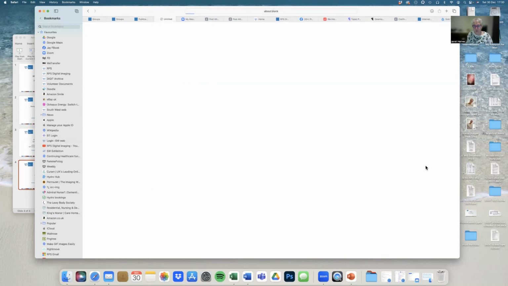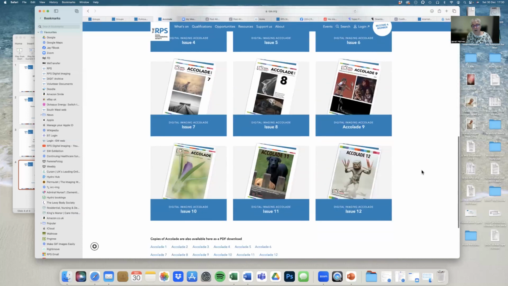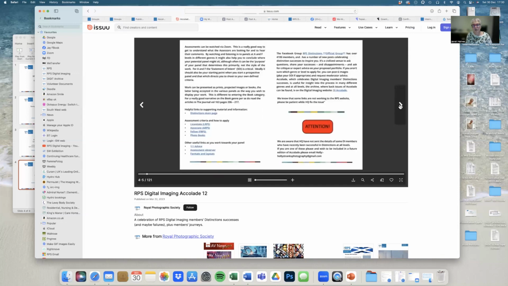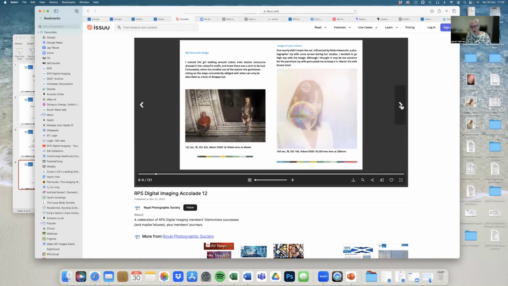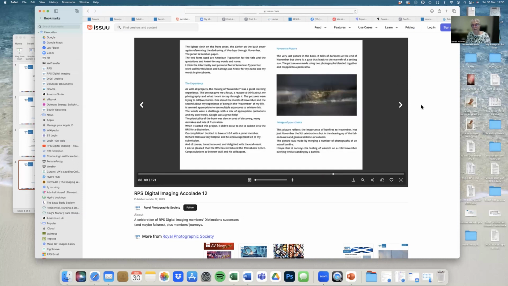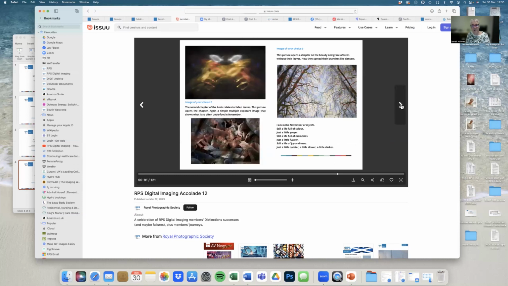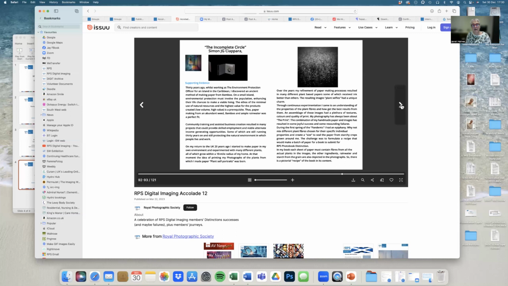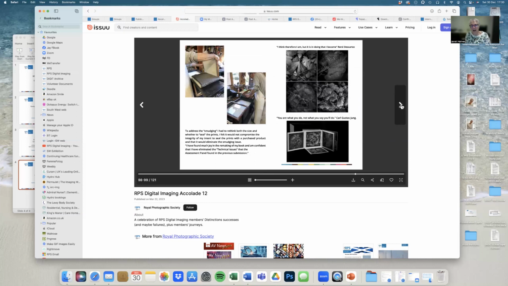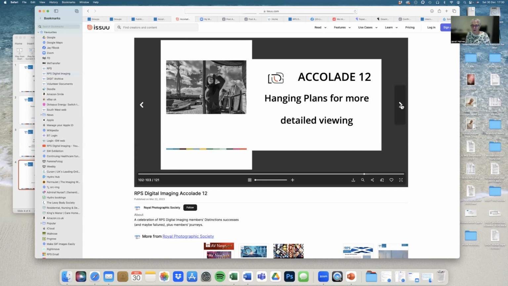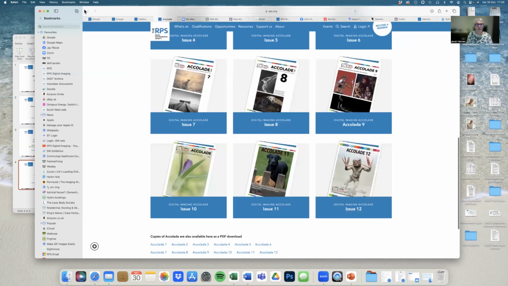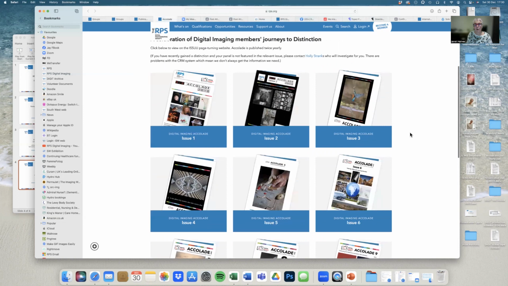So Accolade, for example, is a publication which celebrates our members' distinction successes. So when they've gained a distinction, we talk to them, we take an article from them and some of their images, and they tell us about their RPS journey. And this is at all levels, whether it is an LRPS, ARPS, or a fellowship. And the good thing is not only are we celebrating this with the member who's just got their, let's say, FRPS, but equally, we can learn from them as you read these publications. So that's quite a valuable publication, whether you're a Digital Imaging Group member or not.